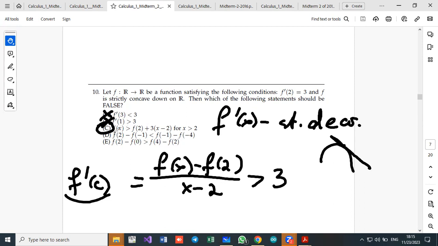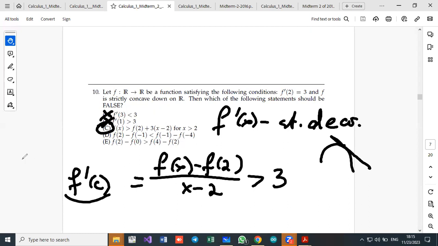But why I wanted to prove it by the mean value theorem is because for D and E, the mean value theorem needs to be applied. With that, we can discuss D and E. But yes, you are right. We can easily find that C is wrong by the tangent line being greater than the function itself. Okay.